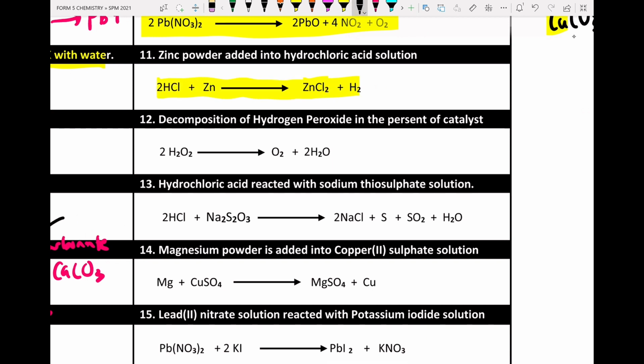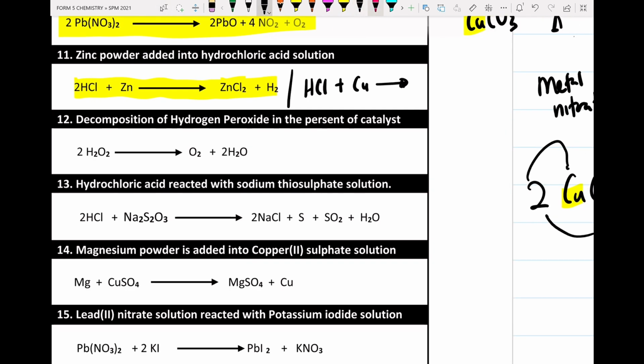So we try to do another one. Please remember this one. Wajib ingat, hydrochloric acid react with copper. What product we will get? So the answer will be no reaction. Why no reaction? Because copper is less reactive metal.